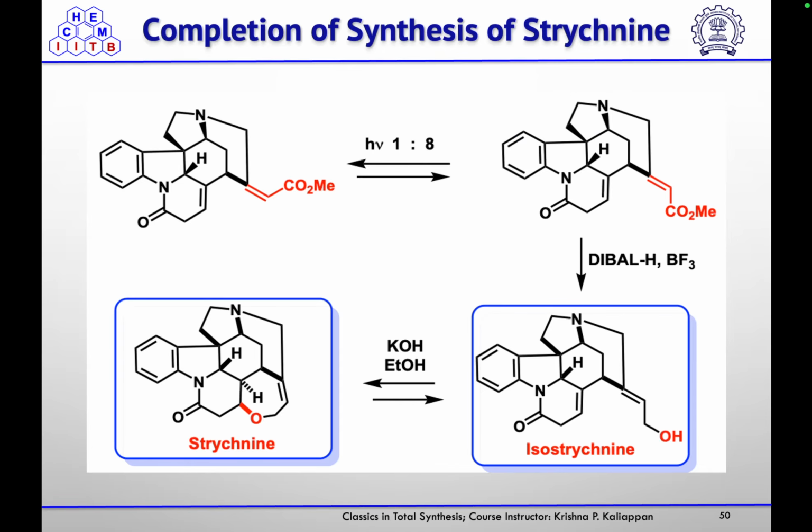Then this can be converted to the isostrychnine by using photochemical conditions. It will form this E/Z isomer, undergoing isomerization, and then reduction of that ester gives the corresponding isostrychnine. Then using KOH and ethanol, isomerization of this double bond and attack of that allylic alcohol will give you the strychnine.